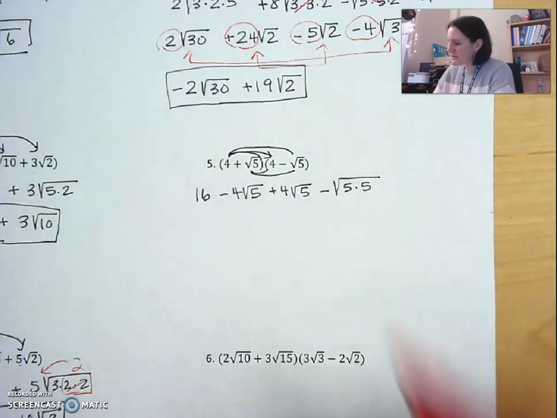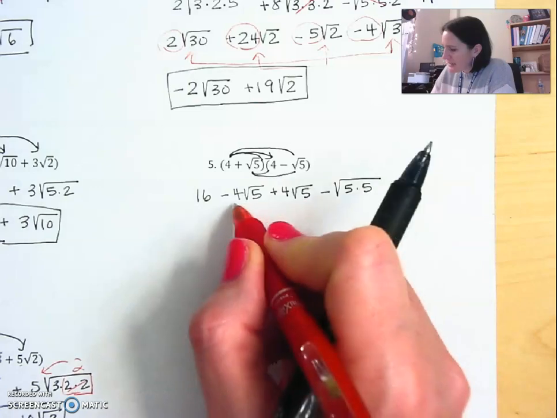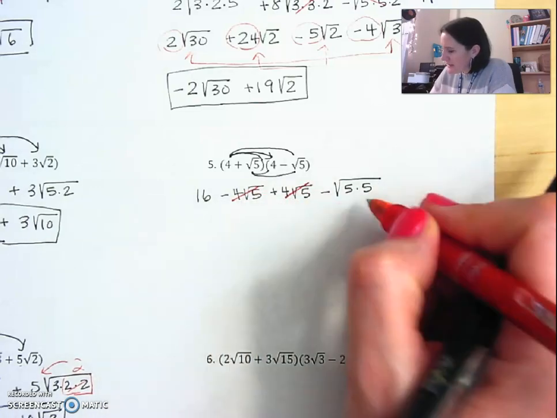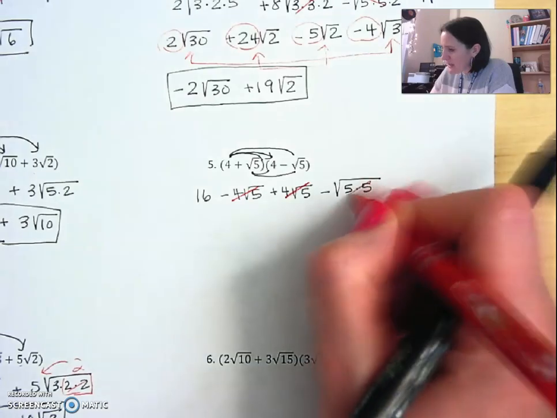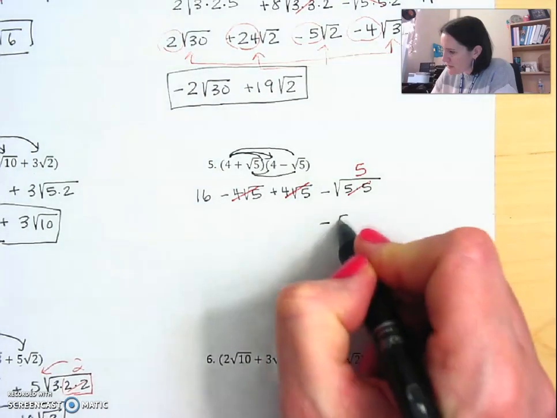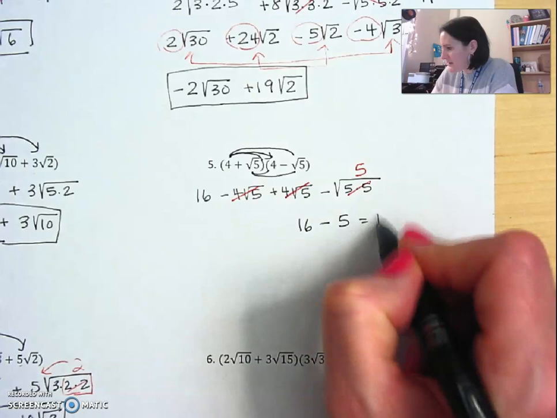So if you notice the two middle terms, both have radical 5s, and it's a negative 4 and a positive 4. Those cancel out. And then in this radical, there's a pair of 5s, so I pull out 1, and there's nothing left in the radical. So it's just 5, and that combines with the 16 and makes 11.